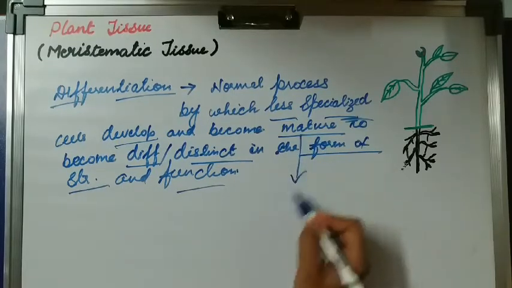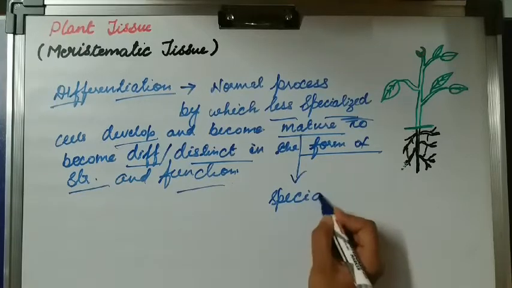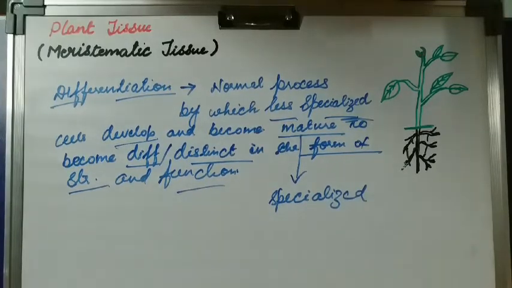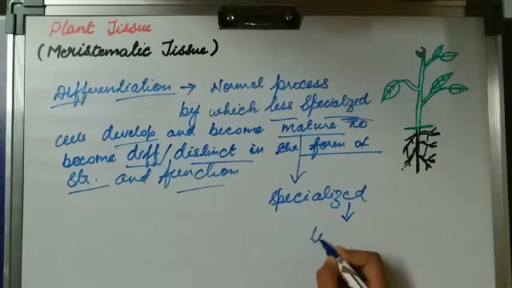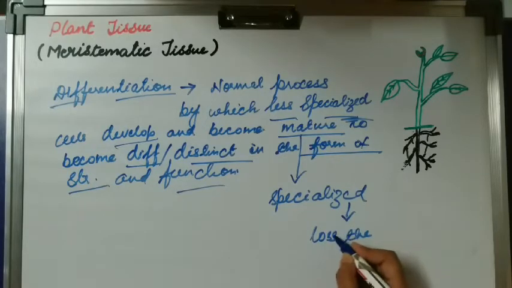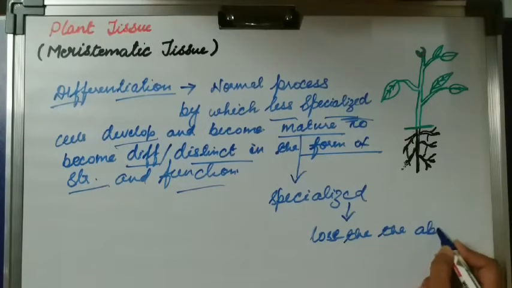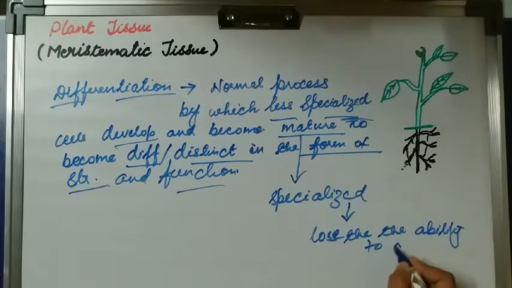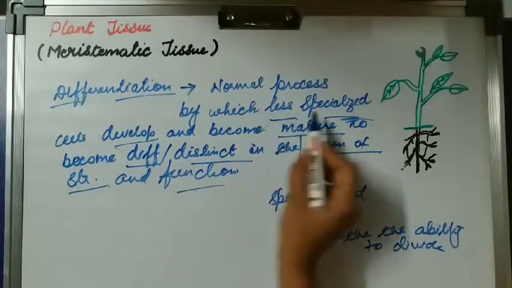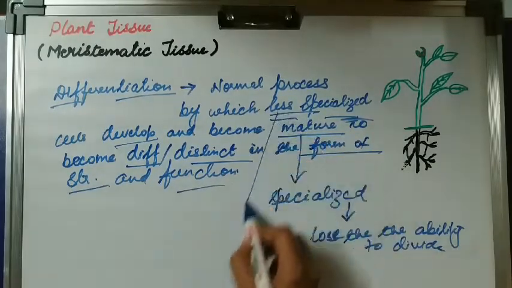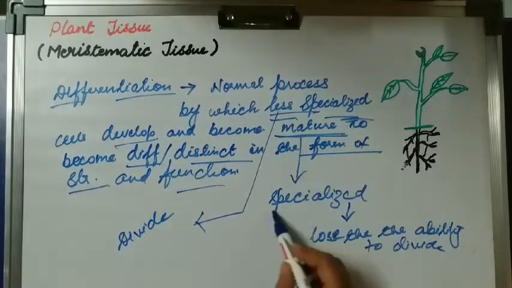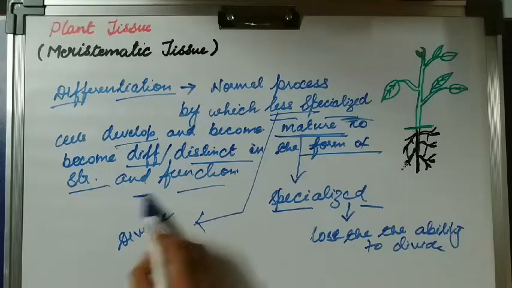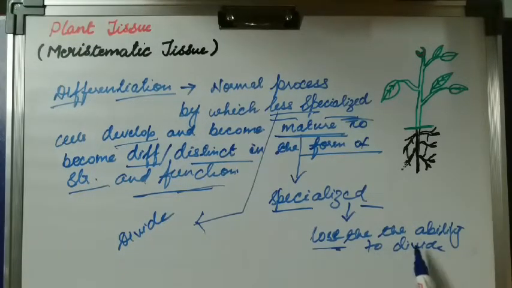How will they become mature? They will become specialized. Once they become specialized to perform any function, then at that time they lose the ability to divide. When they were less specialized, they had the ability to divide. And when they become mature, they have become specialized to perform the particular function, and thus they have lost the ability to divide. So this is about the differentiation.